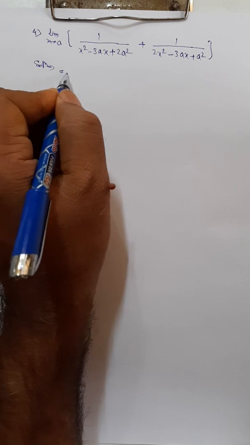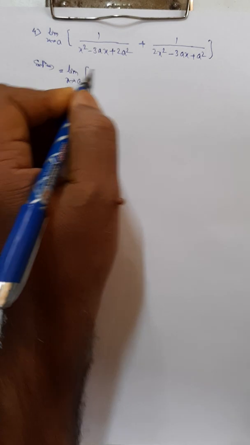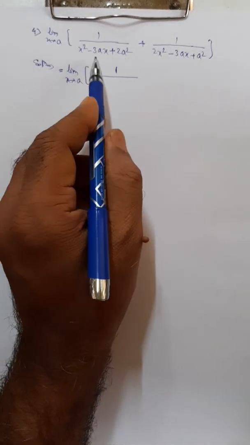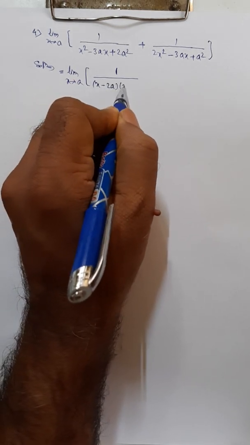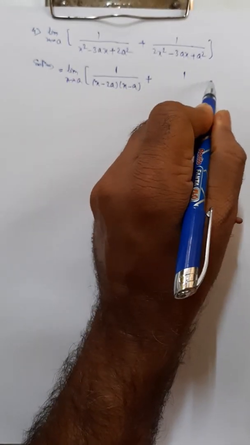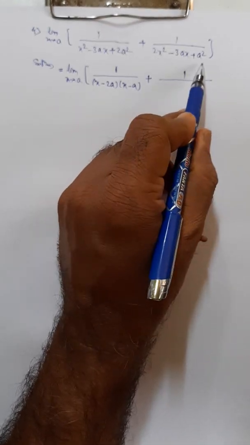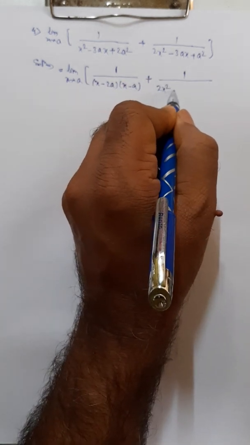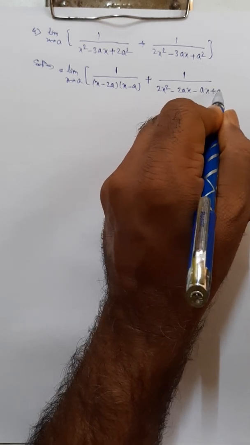So the given problem equals limit as x tends to a in bracket 1 divided by, factorize 2a square such that their sum is minus 3a. So your factors are x minus 2a, x minus a, plus 1 divided by, so your coefficient is 2, last term is a square, so we have to factorize 2a square such that their sum is minus 3a. So you can write here 2x square minus 2ax minus ax plus a square.